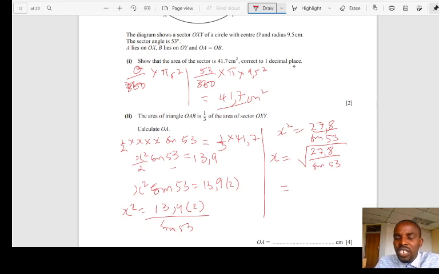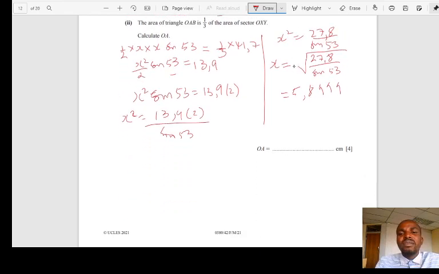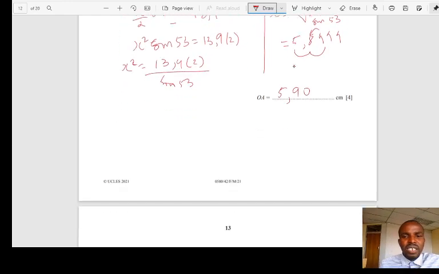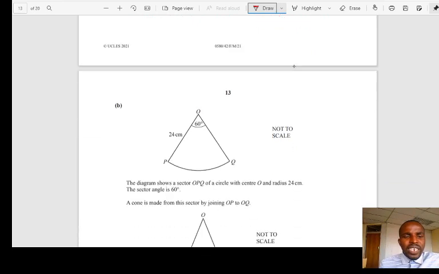5.899999. So to three significant figures, this one will be what? It will be 5.90, like this. Done.